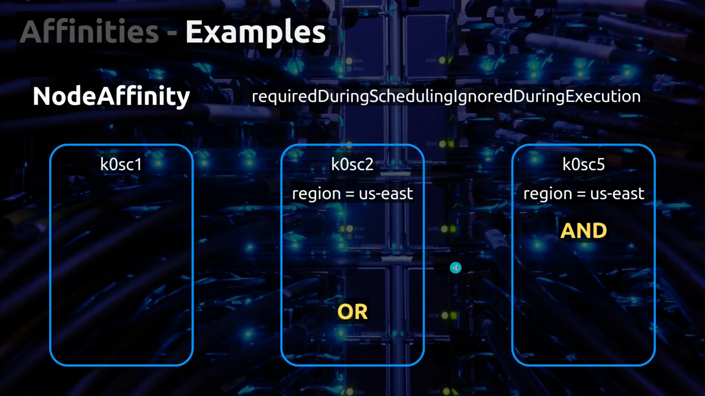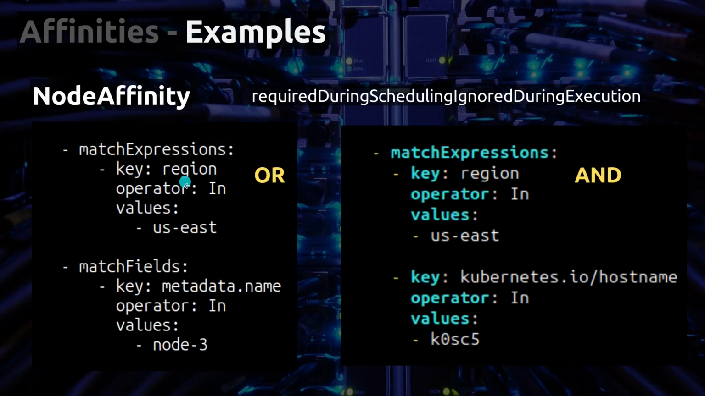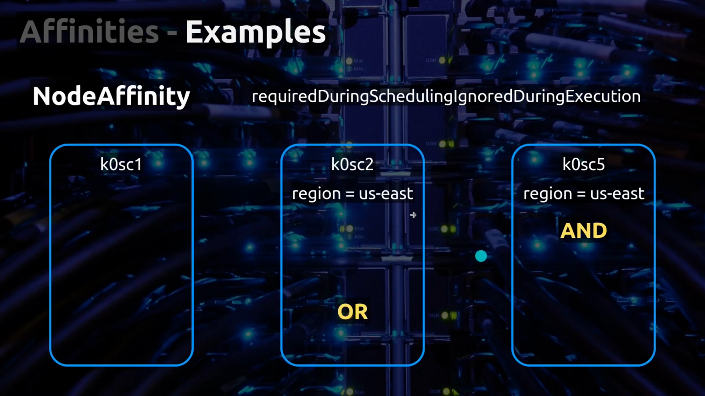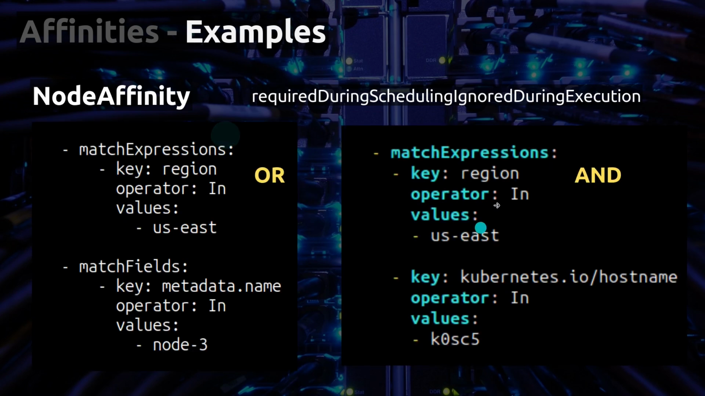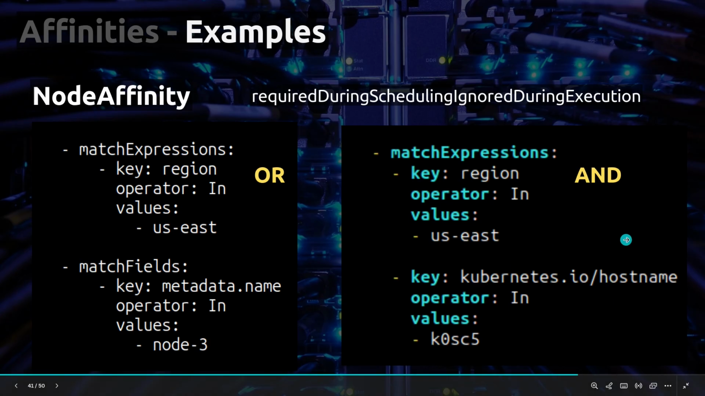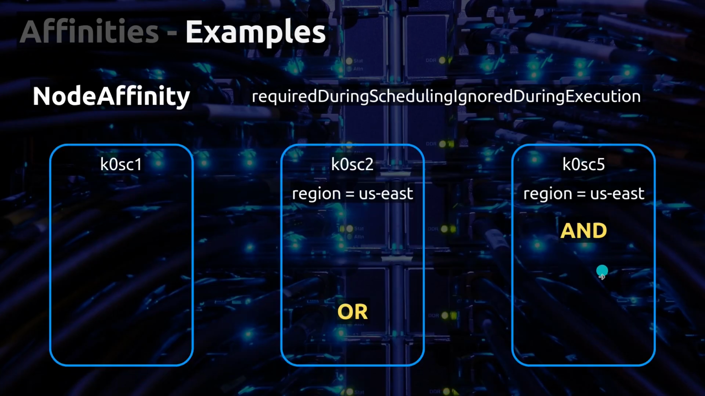It's a classical thing. If we take the left values like here, we can deploy on the US East because we have the OR on the left condition. So our pod will be deployed on the K0S2 node. But if we are on the right condition, cumulative with an AND, we will have our pod only on the K0SC5 node.